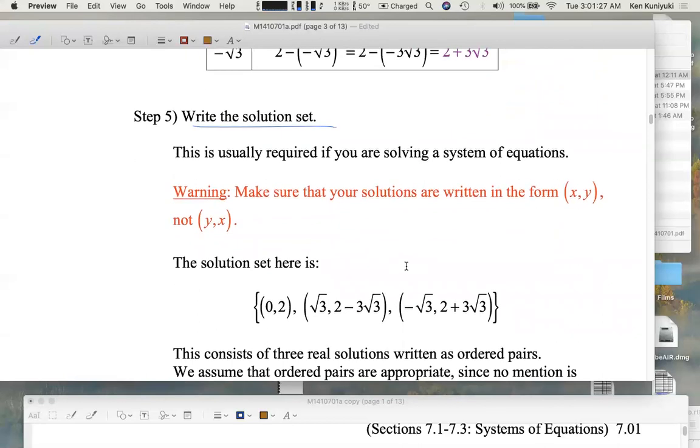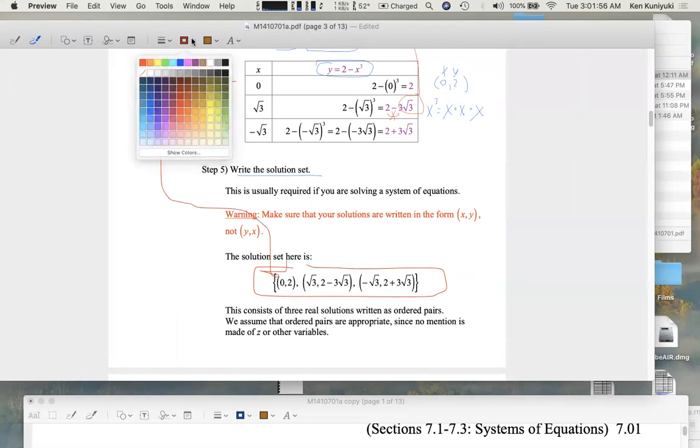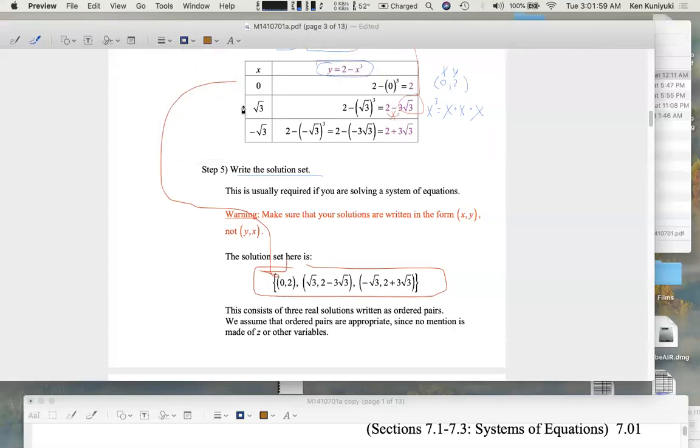So the solution set is going to be, I'll shrink this a bit. All right. So we have the braces to indicate a solution set. The first ordered pair, not that the order matters among these 3. The order matters inside each ordered pair. Don't switch the 0 and the 2, but you can write these ordered pairs in any order. But the first ordered pair I had listed here was the ordered pair 0, comma 2. That was from the first row. Okay. And then the second ordered pair we got was root 3 comma 2 minus 3 root 3.